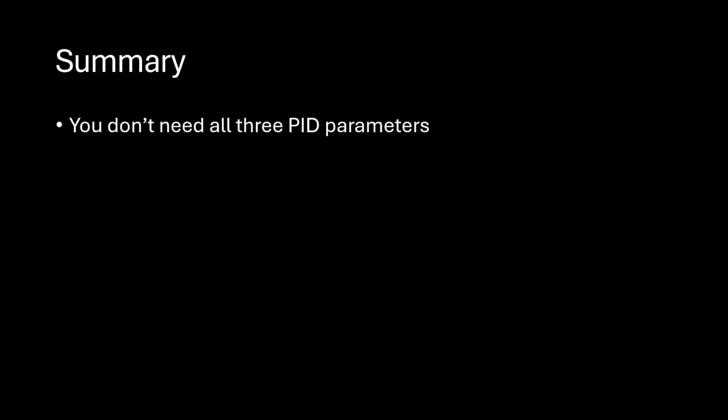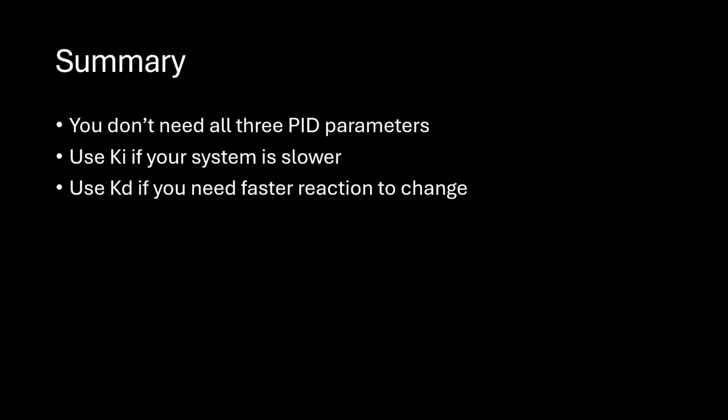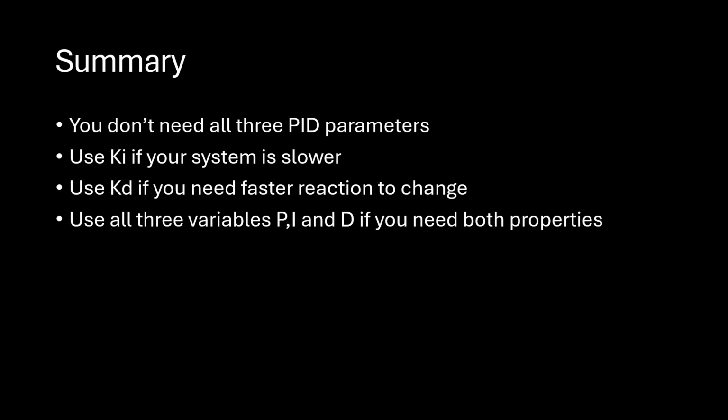So, summary: you don't need all three PID parameters. Use KI if your system is slower. Use KD if you need faster reaction to change. And use all three, PID, if you need both properties. To be honest, if you're in doubt, just use PID.